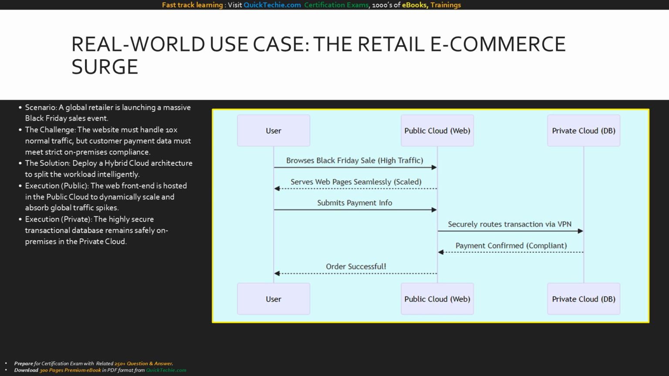This sequence diagram illustrates our Black Friday use case in real time. The user connects to the public cloud web servers, which seamlessly absorb the massive surge in browsing traffic. When the user finds an item and submits their payment, the public cloud doesn't store that sensitive financial data. Instead, it securely routes the transaction down the encrypted VPN tunnel to the private cloud database. The private cloud securely processes the compliant payment, sends a confirmation back up to the web tier, and the user gets their success message. It is a flawless, secure, and highly scalable operation.